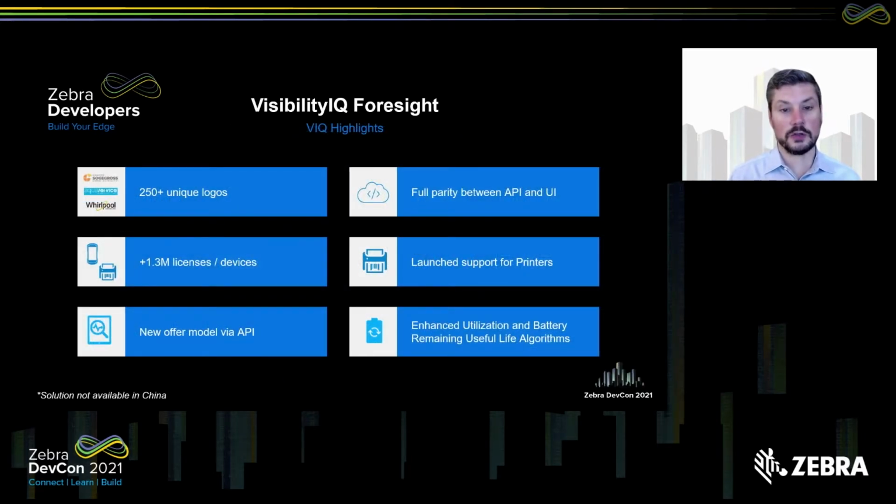VisibilityIQ is a product that launched in 2019. It was built off some other frameworks of products that we had before, but we've really worked to refine and enhance it. At this point, we have over 250 unique customers. I think that's actually grown closer to 300 at this point. We have over 1.3 million devices under contract in our system. And so that really helps to show the maturity at which the product and the portfolio is at here. We have a large number of users taking advantage of this.